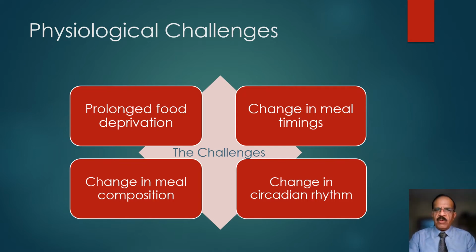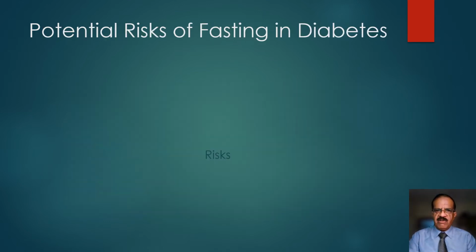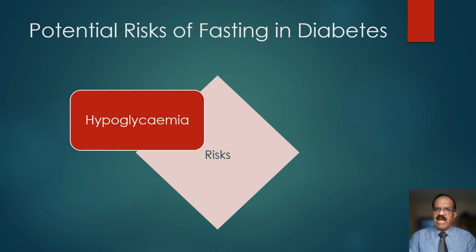So if our body fails to meet these challenges well, then there are certain risks. What are those risks? The major risk is that of hypoglycemia. If somebody is not going to eat for 16 hours, and especially if that patient is on glucose lowering therapy, there is a definite risk of hypoglycemia during the day, especially in the afternoon, because that is a time when sugar will be dropping and the patient will not take his lunch, and there is a serious risk of hypoglycemia.